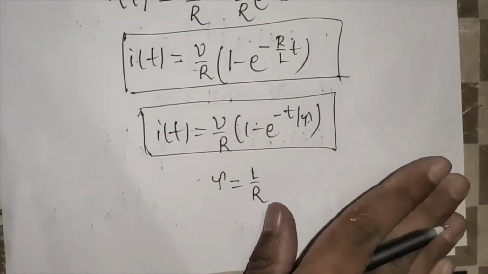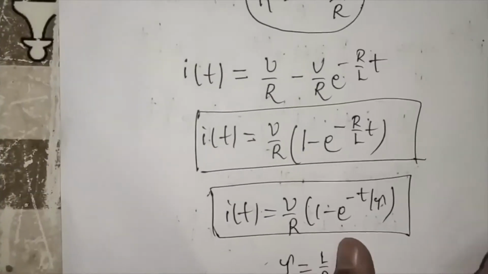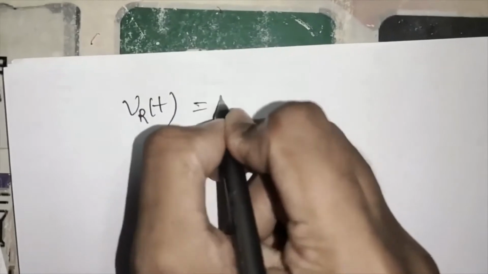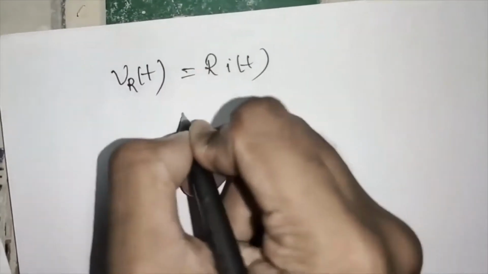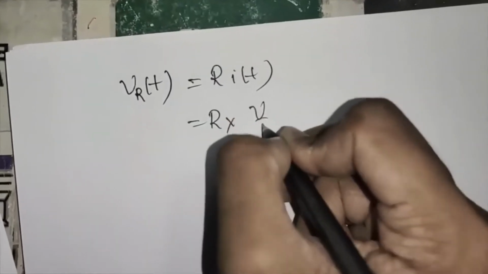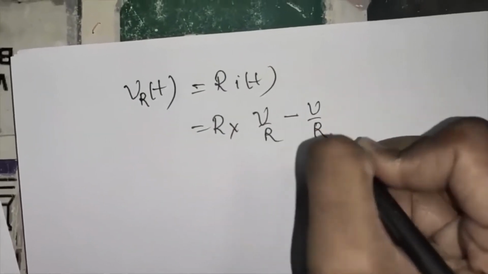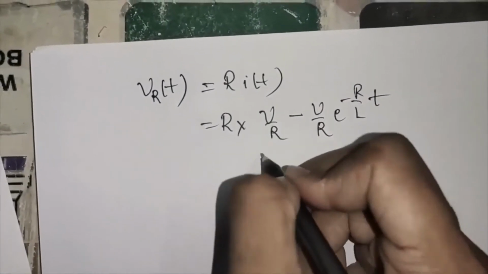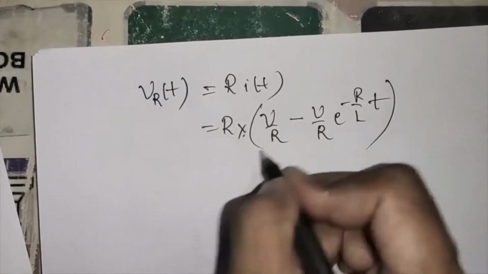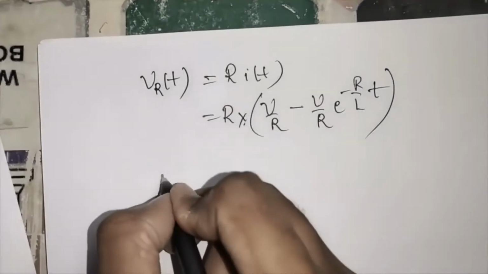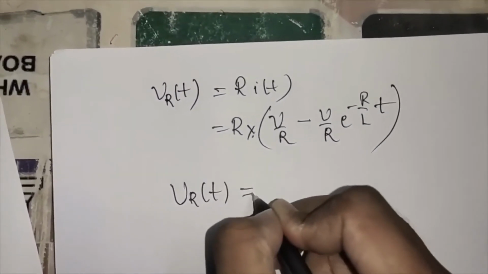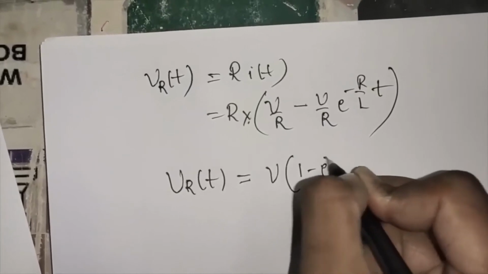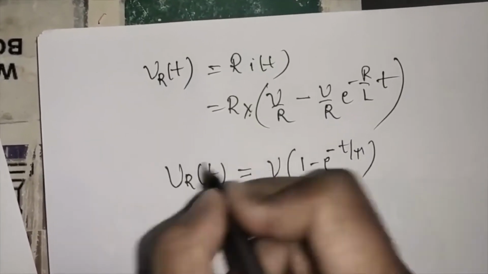So here also we shall derive the expressions for VR of t and VL of t. So VR of t, the voltage across the resistor, is R into I of t. So R into V by R minus V by R into e power minus R by L into t. So R and R will get cancelled. So VR of t is equal to V into 1 minus e power minus t by tau.